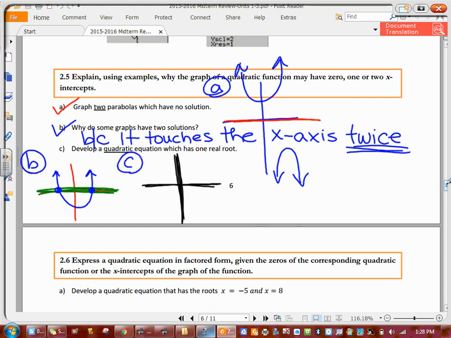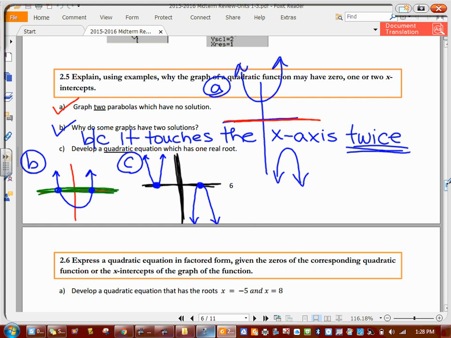Then I'm going to draw another Snoopy nose going upside down. So he could come up like this, touch the x-axis, and take back off the other way. So that's another situation where it would touch the x-axis once. Okay, so how do we know if they're going to touch the x-axis once or not? How we know is if their brackets are identical.